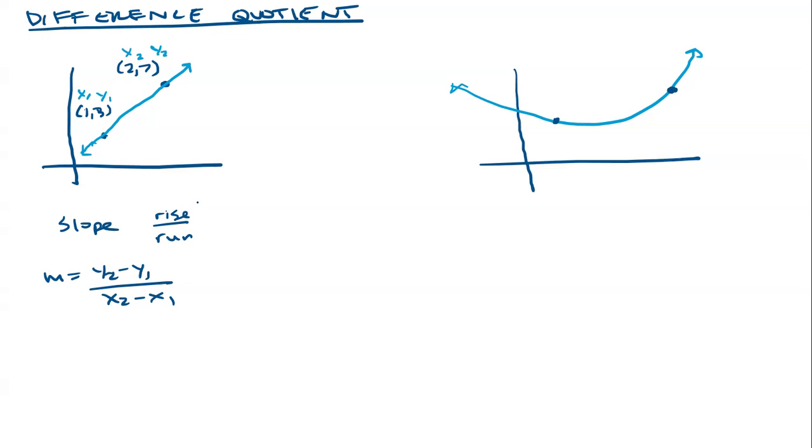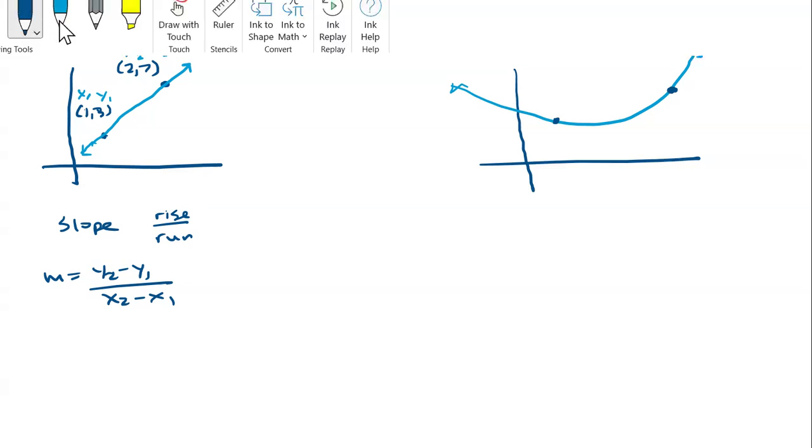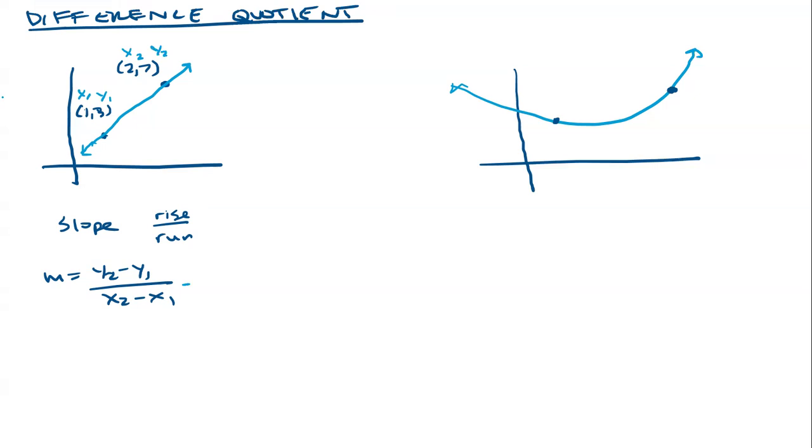Okay? So when we plug in this information, we have 7 minus 3 over 2 minus 1, which gives us 4 over 1, which is 4. So the slope, m, is equal to 4. So that's the slope. Another way to think about that is the rate of change, or in this case, the average rate of change. The average rate of change.